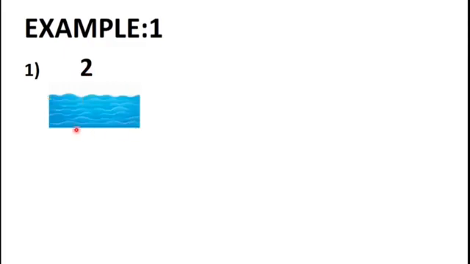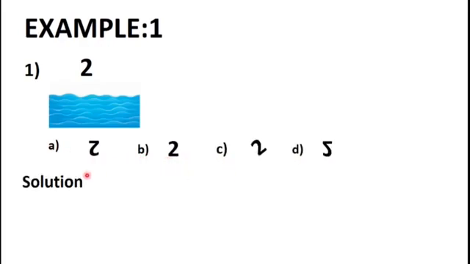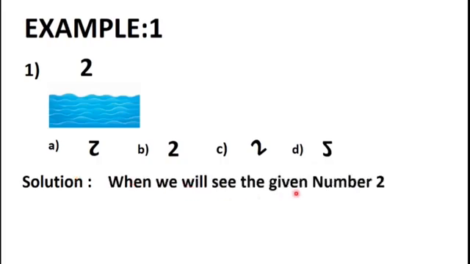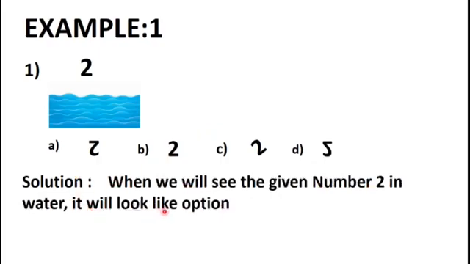Now beta, example number 1. So here it is given number 2 and we have to see the water image of 2. So here options are given. This is water and here options are A like this, B like this, C like this and D like this. Okay, now we have to find out when we will see the given number 2 in water. It will look like option number D.